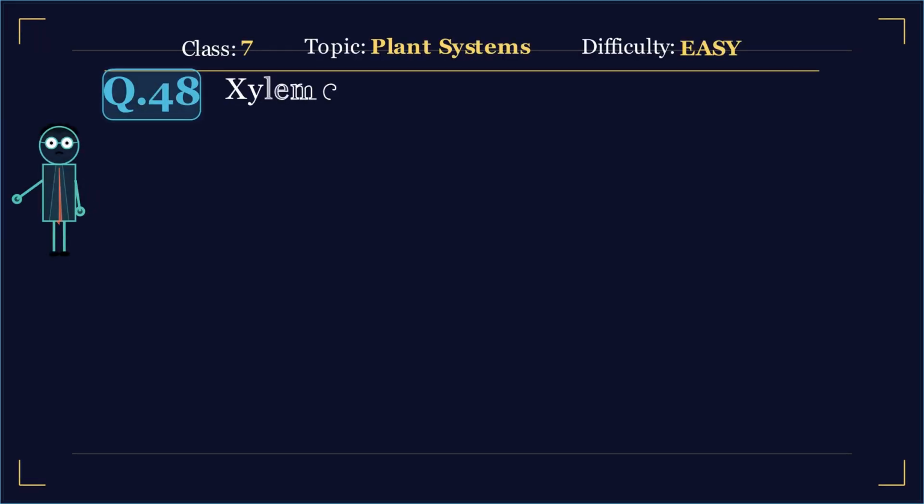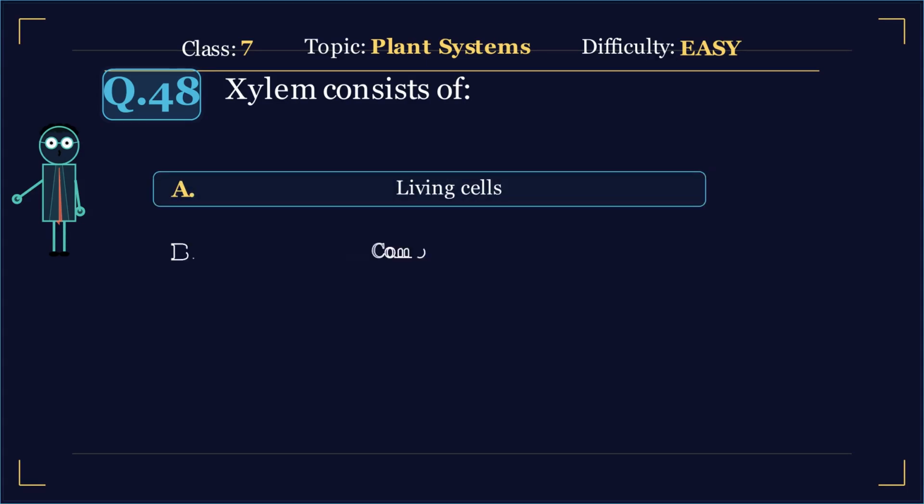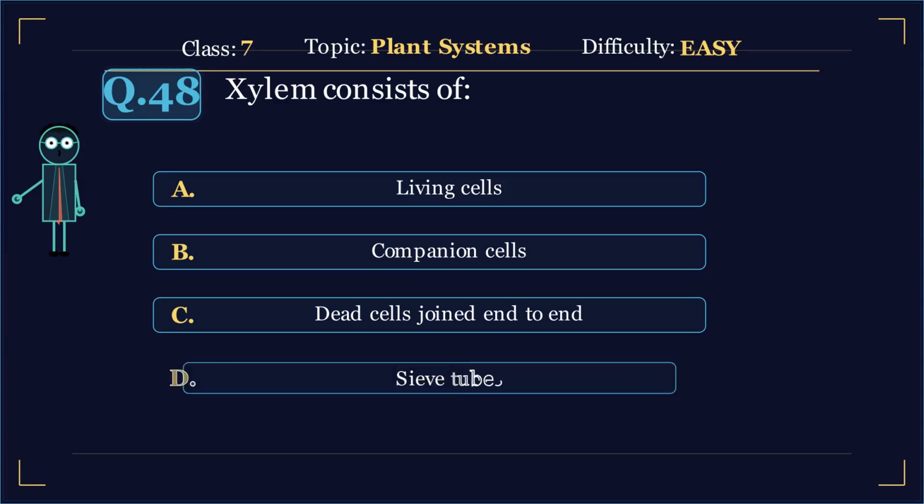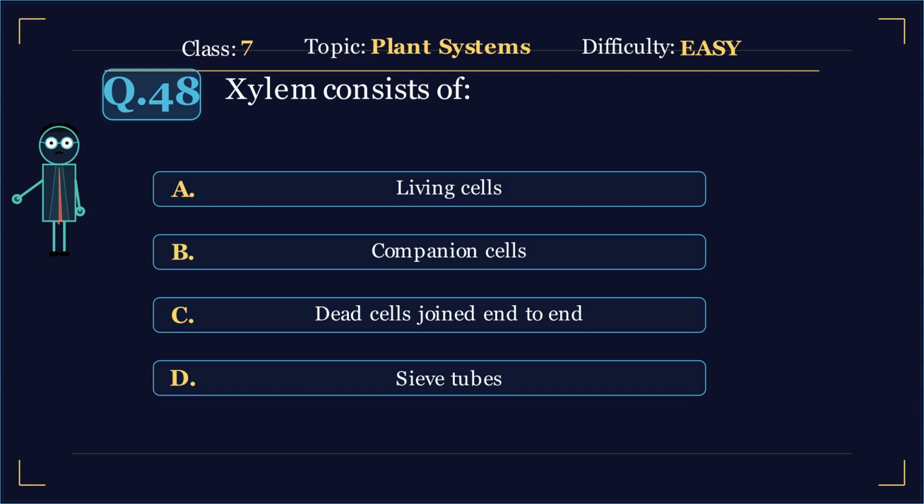Question 48. Xylem consists of. Option A, living cells. Option B, companion cells. Option C, dead cells joined end to end. Option D, sieve tubes. The correct answer is option C.